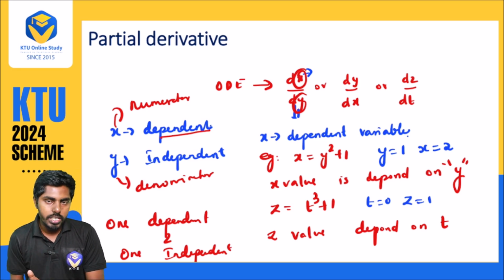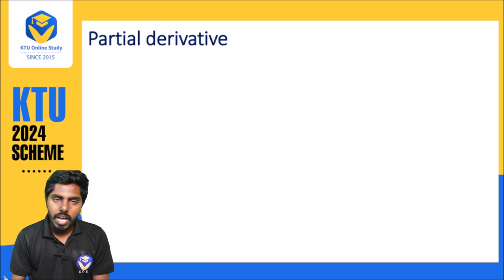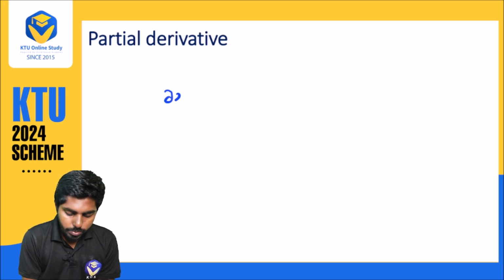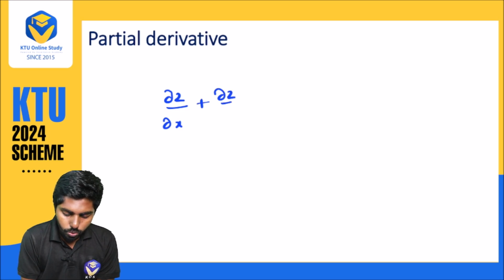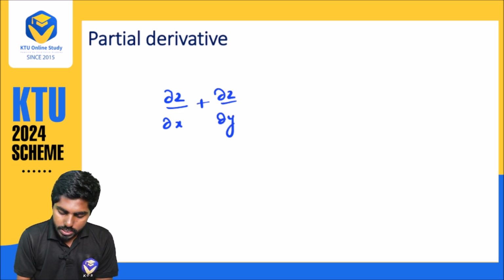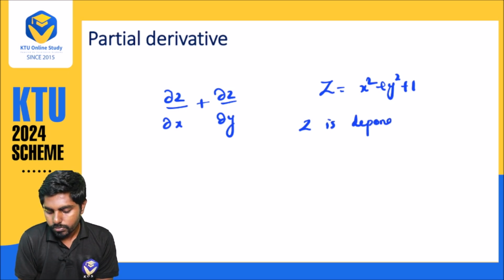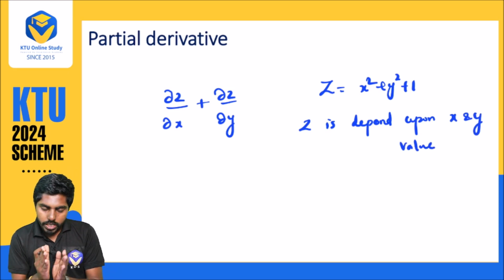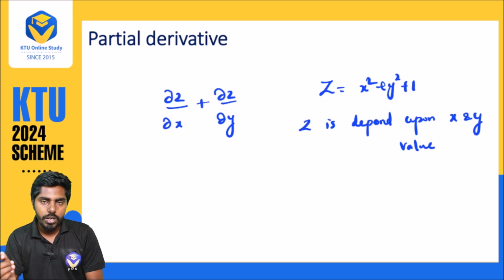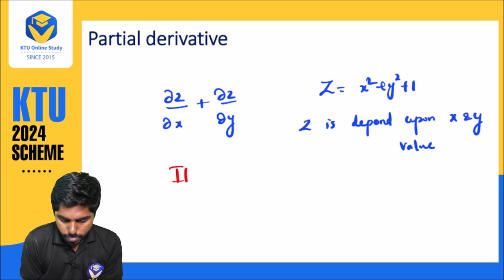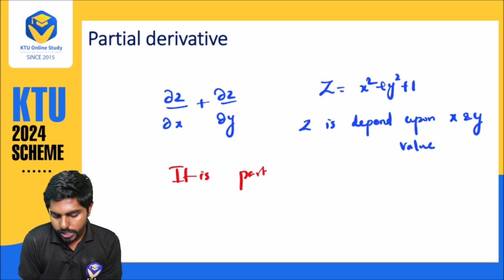When it comes to partial derivative, you will have two or more variables as independent variables. For example, dou z by dou x plus dou z by dou y. That means you can also say z is equal to x square plus y square plus 1. That means z depends upon the x and y values. So when z depends upon x and y values, we say it is a partial derivative. We want to take the partial derivative.